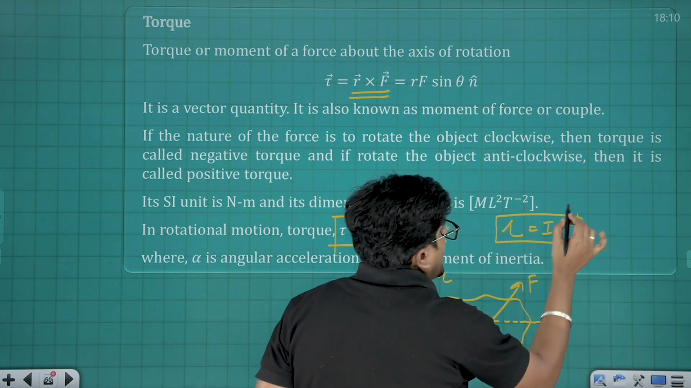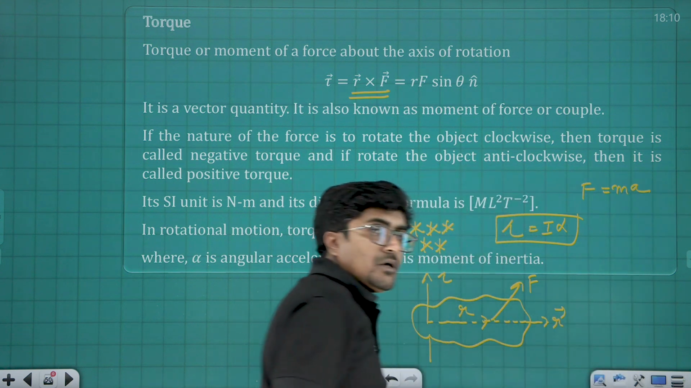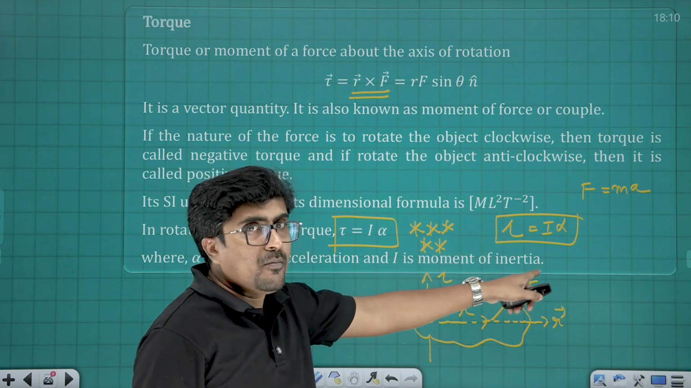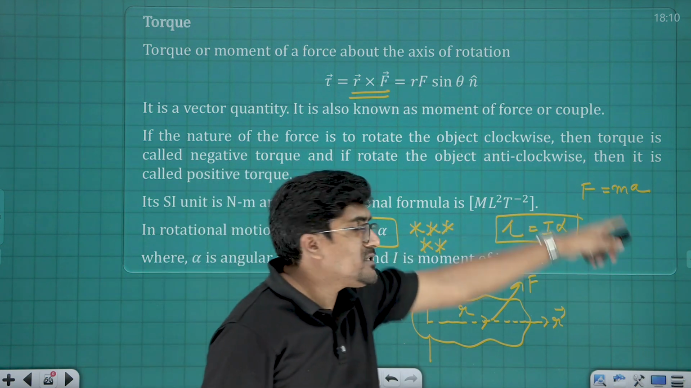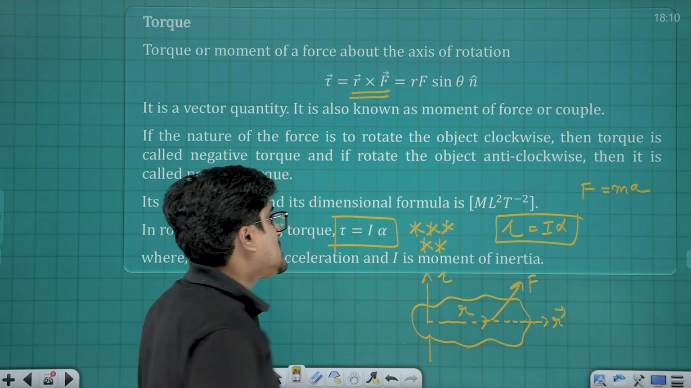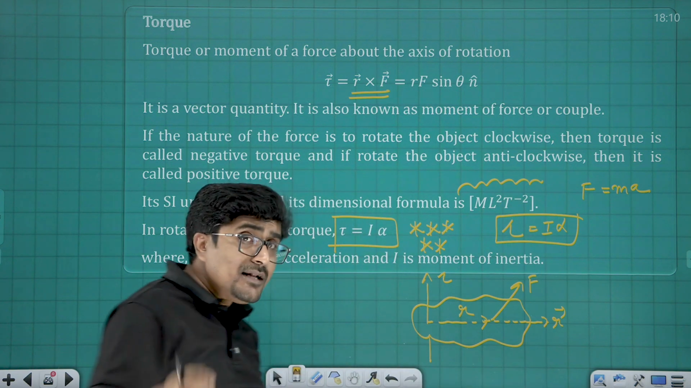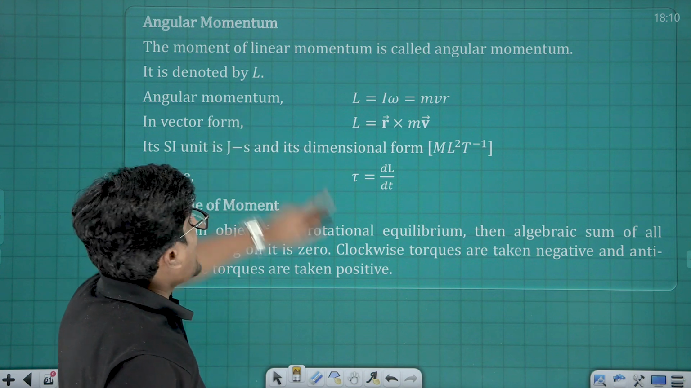How to keep this in mind: we all know that F is equal to m into a. The role of force is done by torque here, the role of mass is done by moment of inertia, and the role of acceleration is done by angular acceleration. So if F is equal to m a, then torque tau is going to be I into alpha. The dimensional formula is the same as that of work done, that is M L squared T raised to minus 2. Next one is angular momentum.